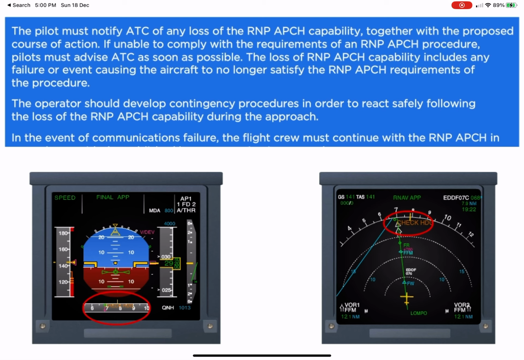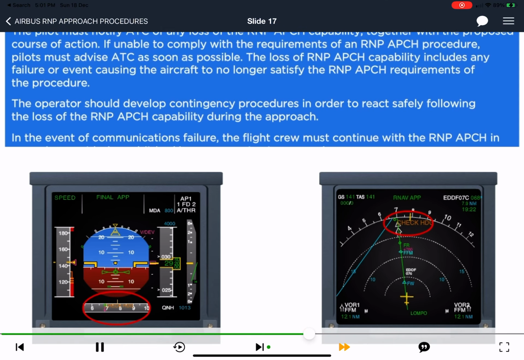The loss of RNP approach capability includes any failure or event causing the aircraft to no longer satisfy the RNP approach requirements of the procedure. The operator should develop contingency procedures in order to react safely following the loss of the RNP approach capability during the approach. In the event of communications failure, the flight crew must continue with the RNP approach in accordance with the published lost communication procedure.